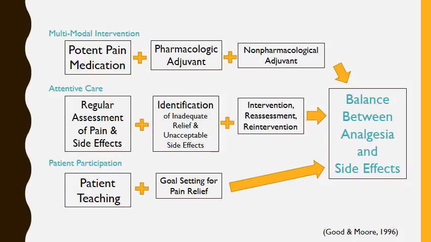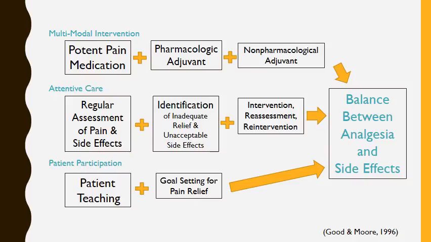After this is done, and some time has passed, the nurse would then reassess the patient's pain and or side effects and possibly then re-intervene if their first intervention was not acceptable. All three of these concepts under attentive care lead to pain management and a balance between analgesia and side effects.